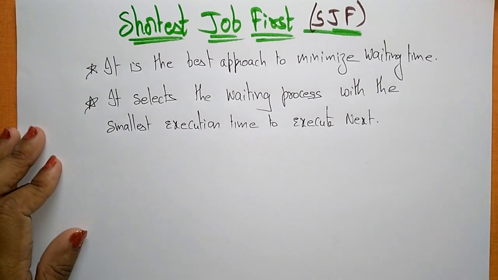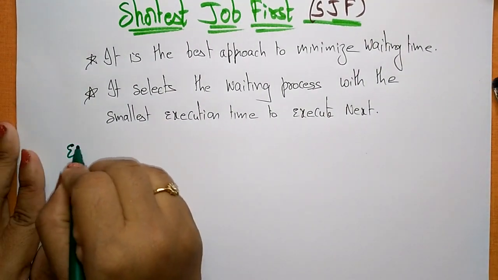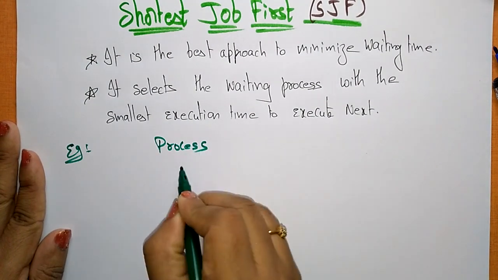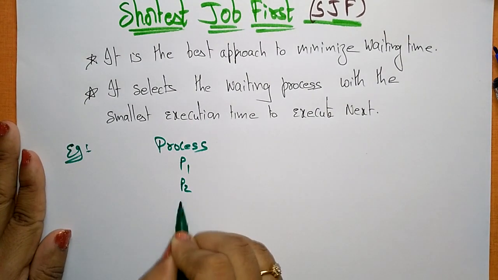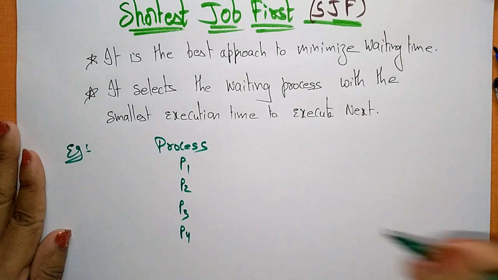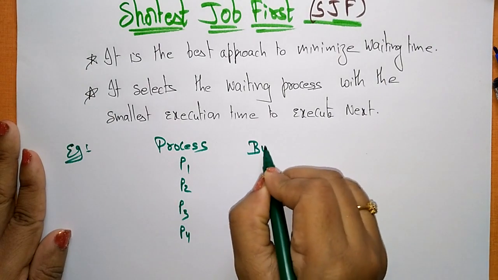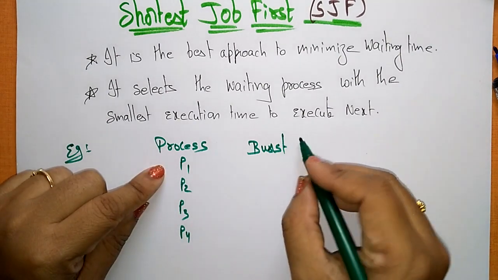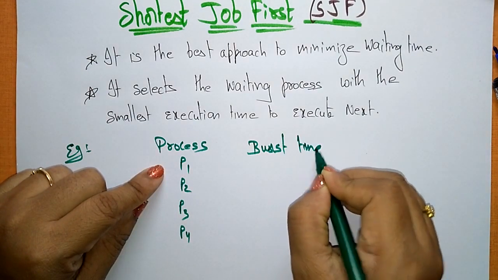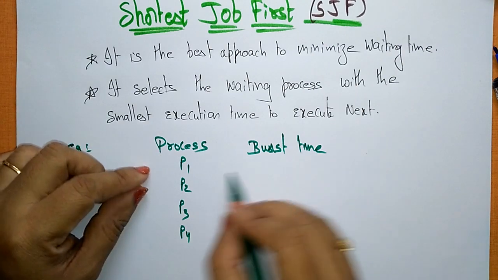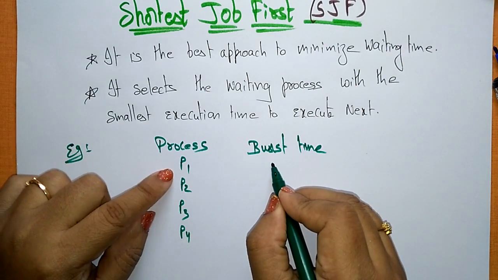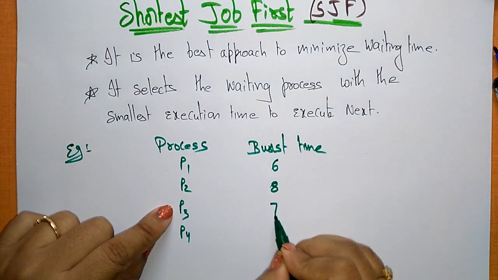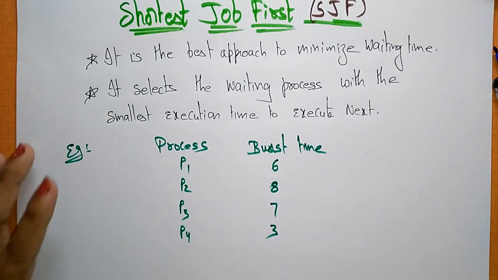Let us take an example for this shortest job first. Here I am taking four processes: P1, P2, P3, P4. Coming to the burst time, that is the time the CPU is executing or controlling that process: for P1 it is 6, P2 8, P3 7, P4 3.